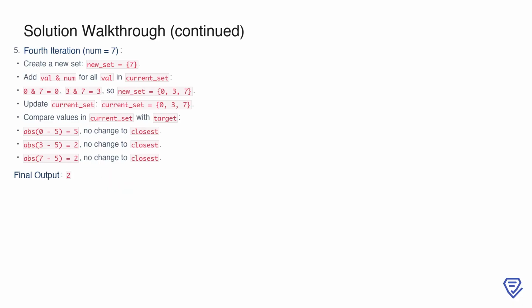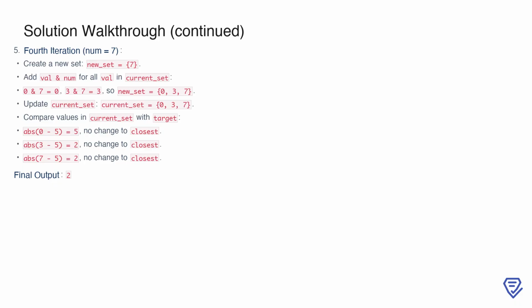Finally, in the fourth iteration, we handle the number 7. A new set is created starting with 7, so new_set equals 7. We compute the AND operation for each value in current_set with 7, 0 AND 7 equals 0 and 3 AND 7 equals 3, which results in new_set equals 0, 3, 7. Updating current_set gives us current_set equals 0, 3, 7.